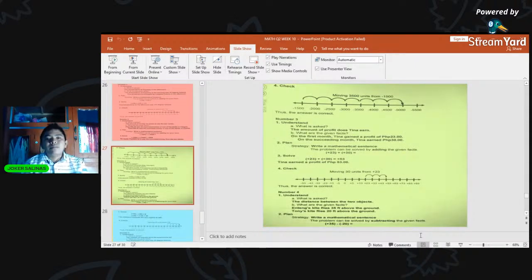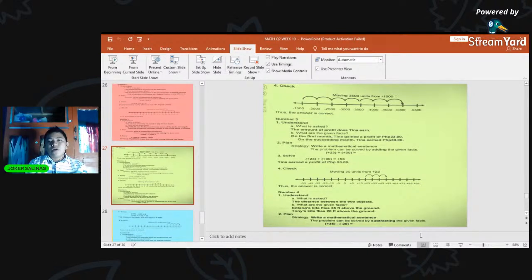Next, for problem number 3, the answer is 53. What is asked there is the profit Destino earned. In the first month, he gained a profit of 23. In the succeeding month, 30 pesos. So he got an earning of 53 pesos.